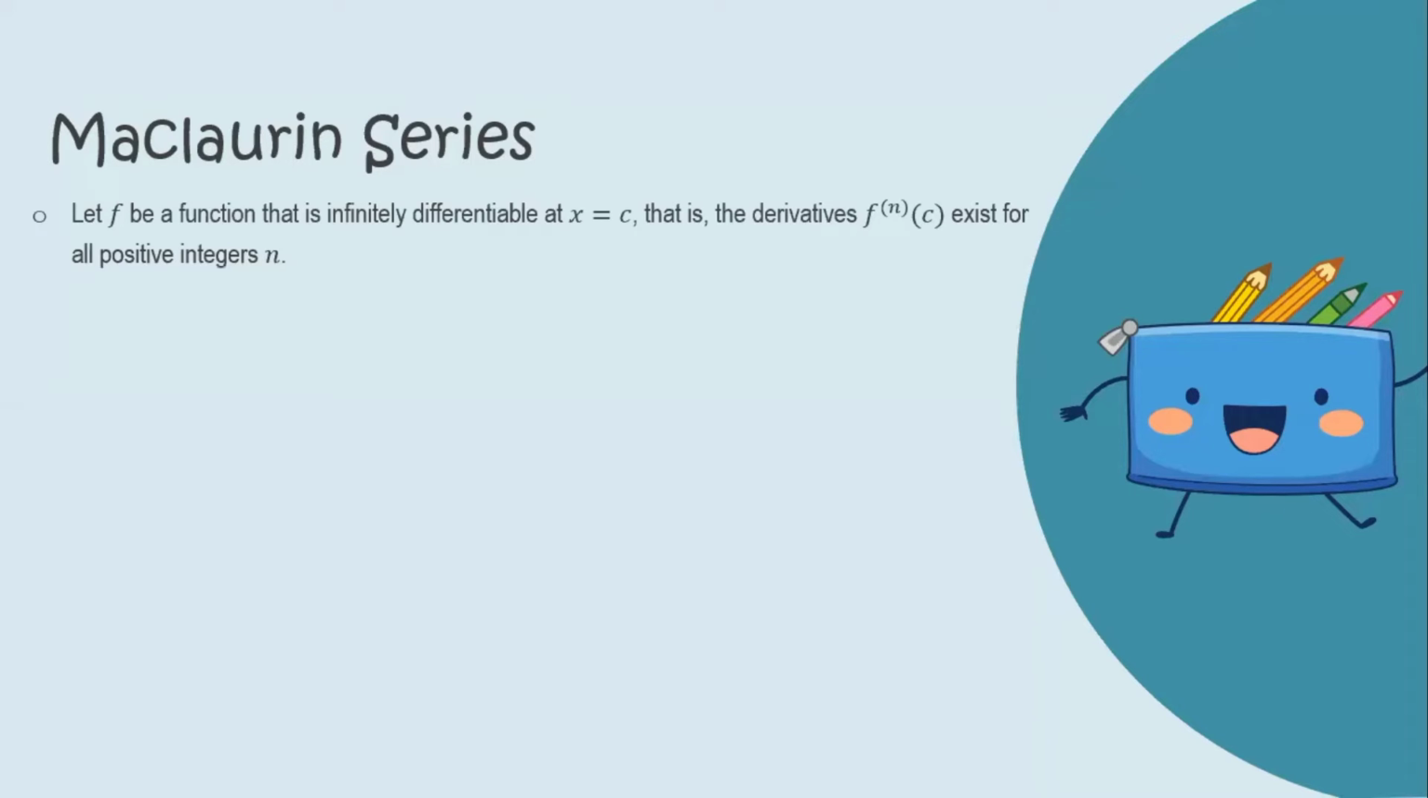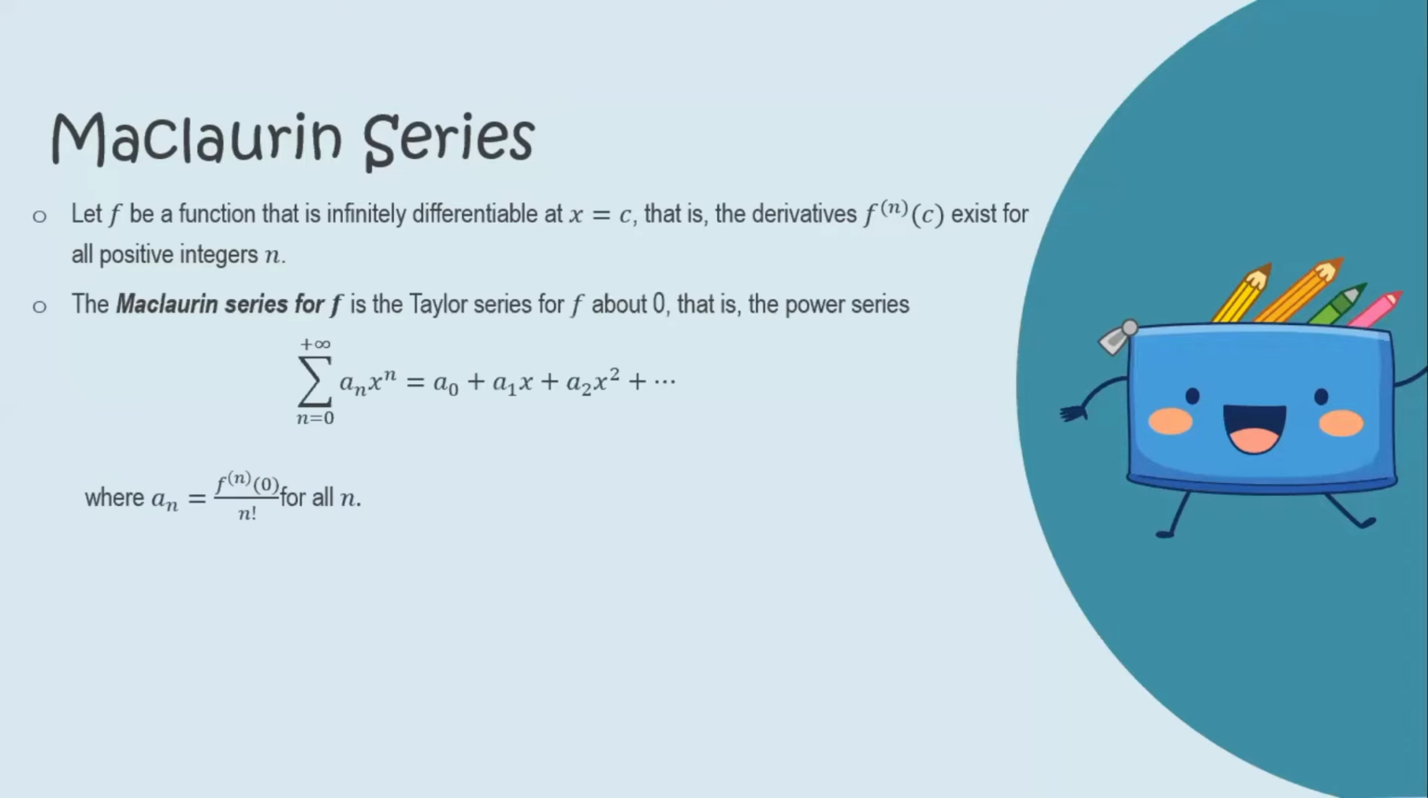Maclaurin series. Let f be a function that is infinitely differentiable at x = c, that is, the derivatives f^(n)(c) exist for all positive integers n. The Maclaurin series for f is the Taylor series for f about 0, that is, the power series, the summation from n = 0 to infinity of a sub n x to the power of n, which is a sub 0 plus a sub 1 x plus a sub 2 x squared plus so on, where a sub n is equal to f^(n)(0) over n factorial for all n.